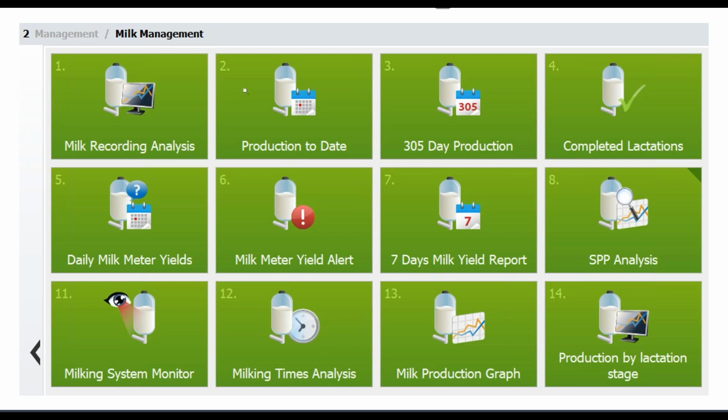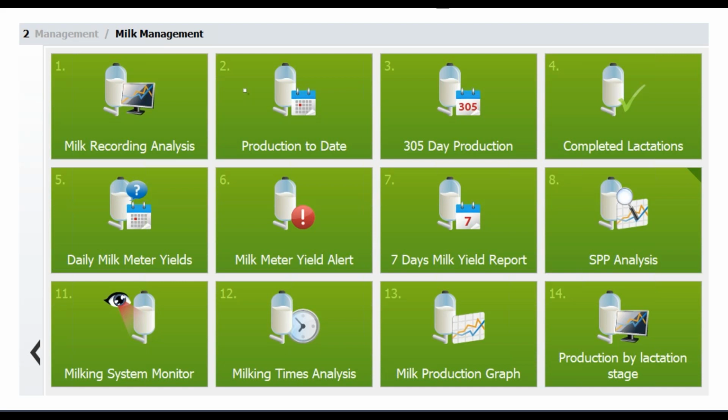Then you've got the milk meter yield reports. So you've got daily yields for all cows, milk meter yields that deviate above or below the thresholds that you have set, and then the 7-day milk yield. Those all correspond to a process computer attached to your program, whether that's a robot or a milking parlor, if you're entering any of those milk meter data points from other software systems.